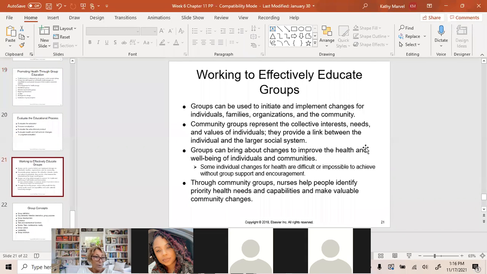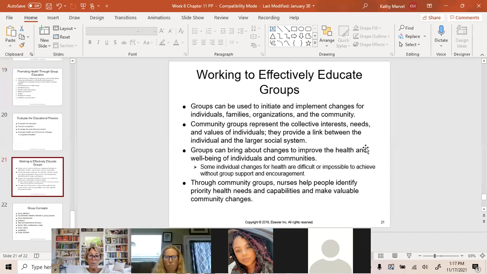Okay. Have a look at slide 21. Working to effectively educate people in groups. Okay. So I want to read this slide because this is important. Groups can be used to initiate and implement changes for individuals, families, organizations, and the community. Groups represent the collective interests, needs, values of individuals. They provide a link between the individual and the larger social system.